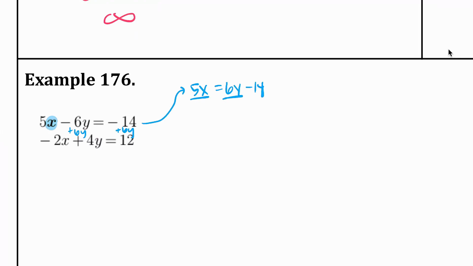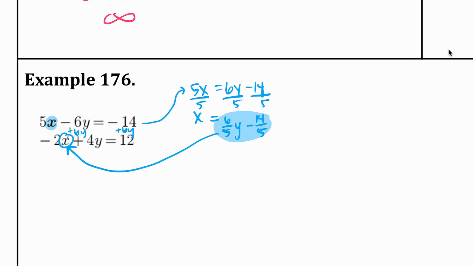We can divide everything by 5, and we get x equals 6/5 y minus 14/5. Okay, so if we were to continue to solve here, we would take this, which is kind of a nasty looking expression, and we plug it in right here for this x. It is definitely possible we can work with fractions all the way through, but it's going to be a little bit more complicated. So we kind of have two options.